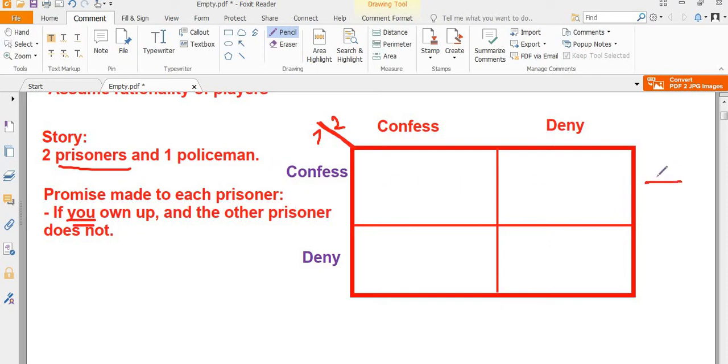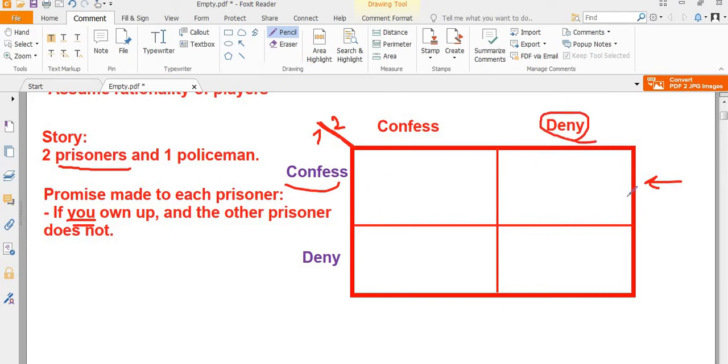so I have to look at this row, right? This row is where prisoner 1 confesses, because that is how I have marked it. When I look at this row, these belong to the decisions of the first player, which is the first prisoner, and these decisions belong to the second prisoner. So when I say you own up and I'm talking to the first prisoner, it means I'm talking about this row, because this row corresponds to the confess decision of prisoner 1. So if you own up and the other prisoner does not, the other prisoner here means the second prisoner. The other prisoner does not own up means the other prisoner denies.